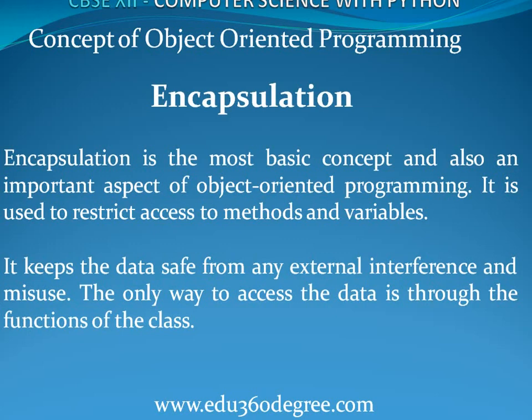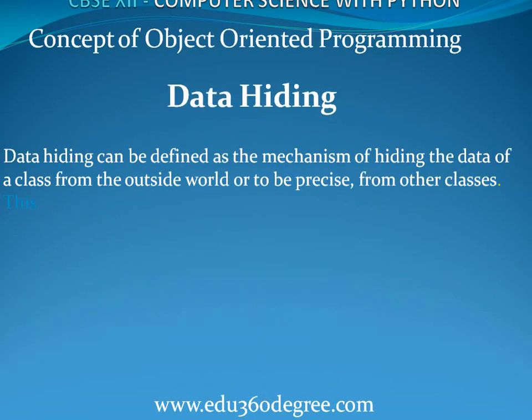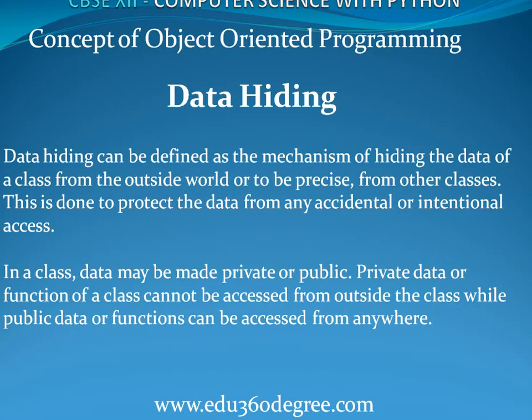Data hiding. Data hiding can be defined as the mechanism of hiding the data of a class from the outside world or from other classes. This is done to protect the data from any accidental or intentional access. In a class, data may be made private or public. Private data or functions of a class cannot be accessed from outside the class, while public data or functions can be accessed from anywhere. So data hiding can be achieved by making the members of the class private.